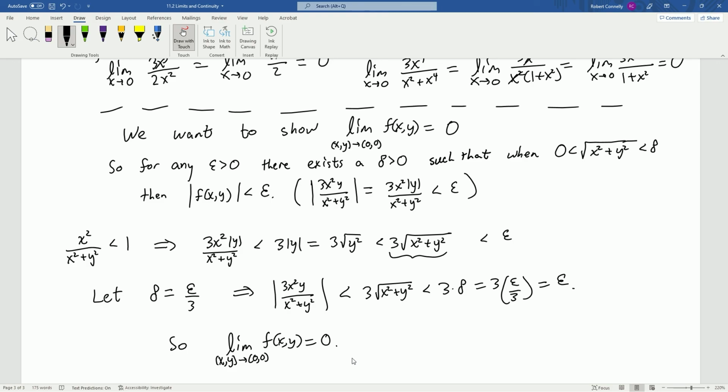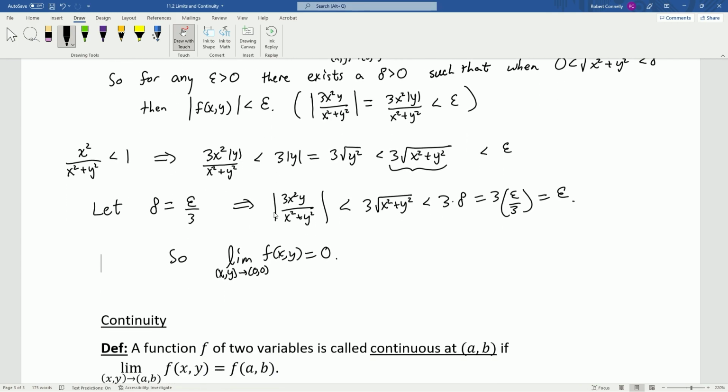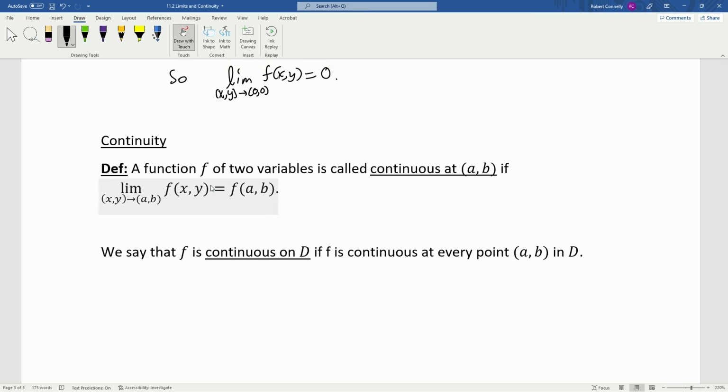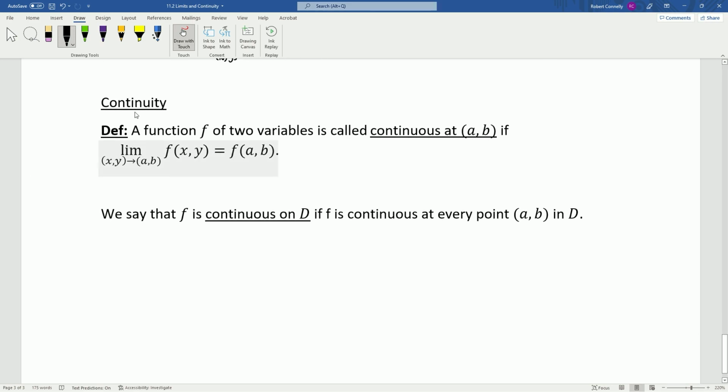All right, that's it. We just showed that the definition for the limit was satisfied, and that problem is done. So one little extra note here before wrapping this section up. The definition for continuity in 3 dimensions works just like the definition in 2D. A function of 2 variables is called continuous at a point (a, b) if the limit as (x, y) approaches (a, b) of f of (x, y) is equal to the actual value of the function f at (a, b). And we say that f is continuous on a domain D if f is continuous at every point in that domain.